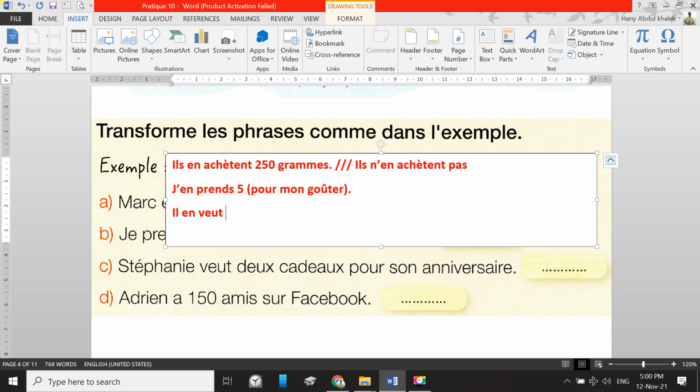Okay, pour son anniversaire or not. You can complete pour son anniversaire. But what's important here? Sorry, 2. We have to write 2. Okay, we can complete with pour son anniversaire or not. As you like, it's optional, this addition.